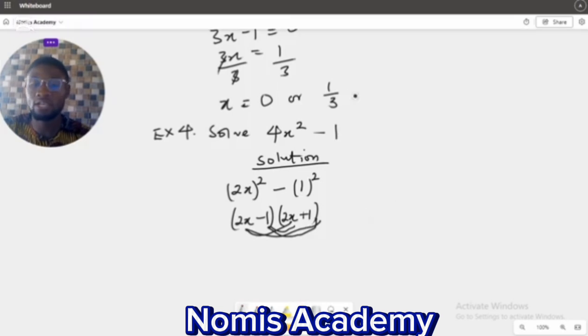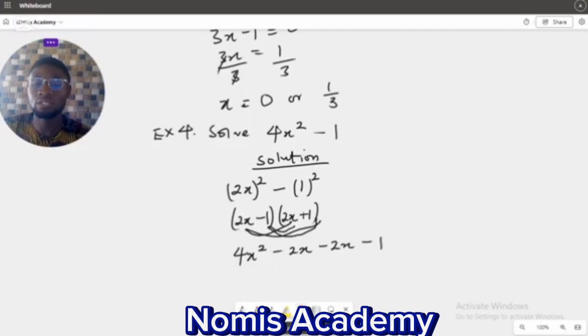So, we say 2x multiplied by 2x, I have 4x squared. Then 2x multiplied by plus 1, that will be plus 2x. Then minus 1 multiplied by 2x, that will be minus 2x. Minus 1 multiplied by plus 1, that will be minus 1. So, if you look at it, we have 4x squared, plus 2x minus 2x is 0 already. So, I'm left with minus 1. That tells us that our factorization was very correct.